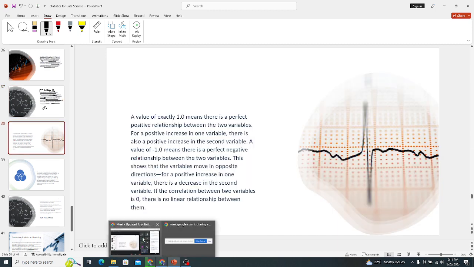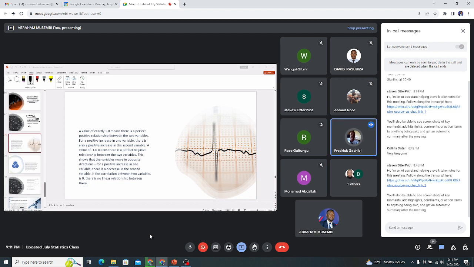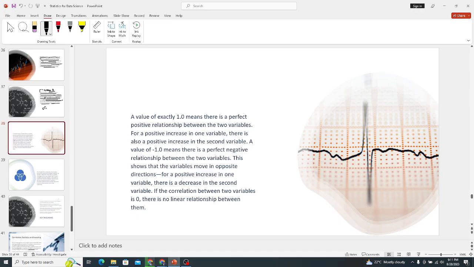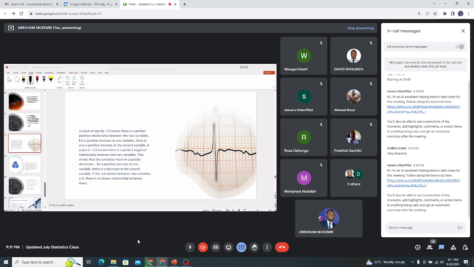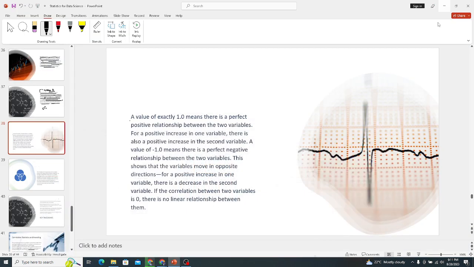Someone? Frederick, you have a question? Okay, maybe you unmuted by mistake. So a value of exact, this is what I've already discussed. We are just going through the notes to see if we have any difference.